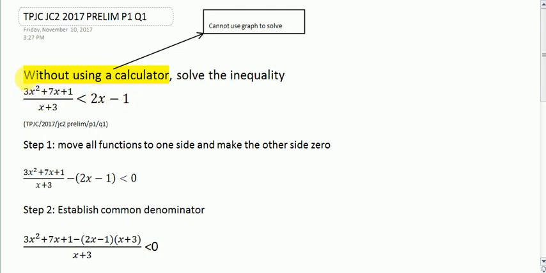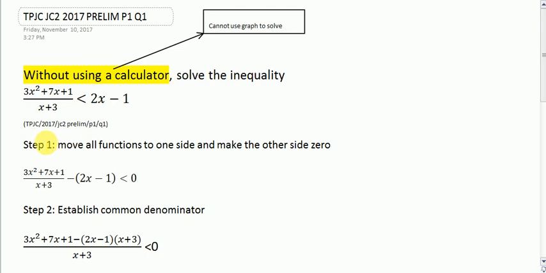At the beginning, the question states without using a calculator. So what does this mean? This means that you cannot use a graph to solve this question. As simple as that. Meaning you have to use the algebraic approach to solve this question. So for this video, I'll be showing you how to use the complete the square method to solve this inequality. So let's go to solving the question.